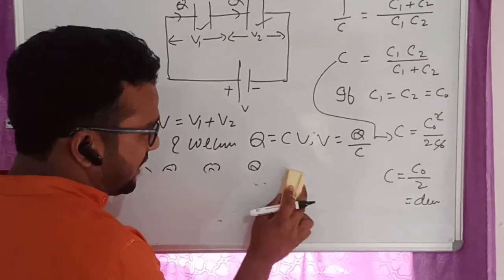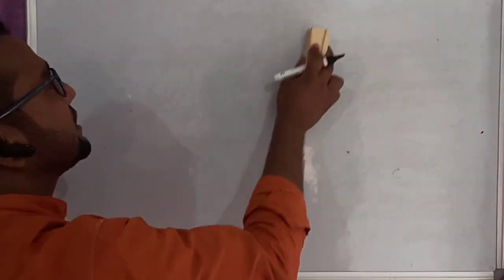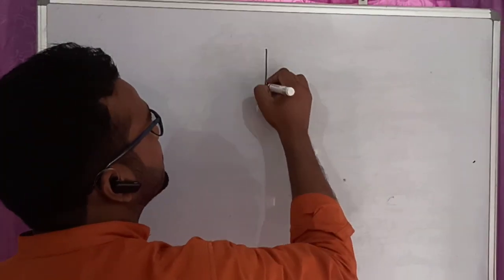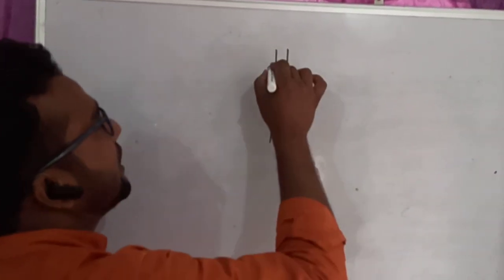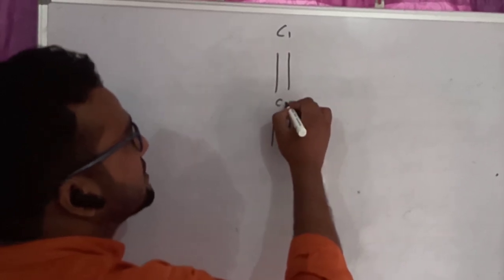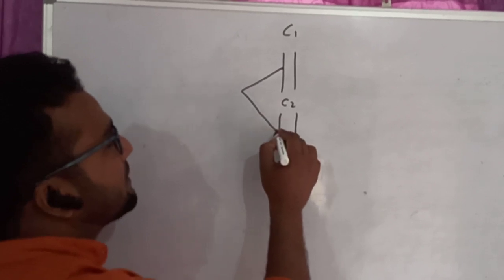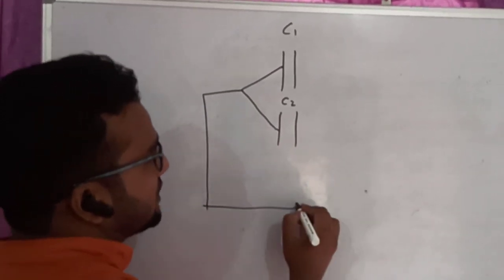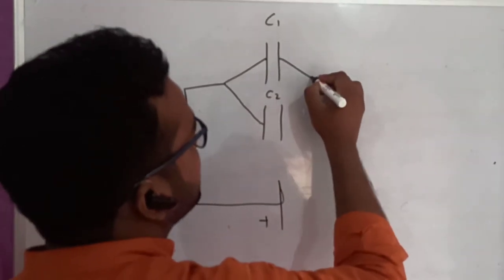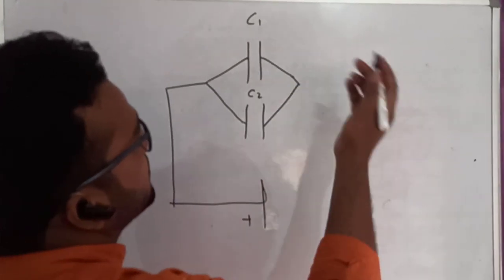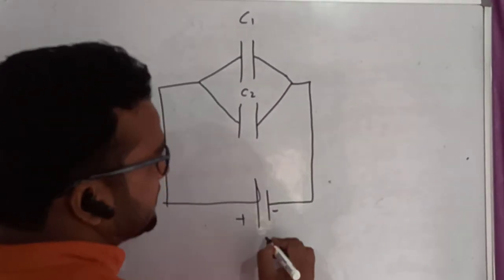Similarly we have a parallel combination. In parallel combination we will see that if we take two capacitors like this, say C1 capacitance, say C2. Now the first plates of these two capacitors are connected to the same potential, say positive potential, higher potential, and the second plates of the two capacitors are connected to a common potential, say negative potential.